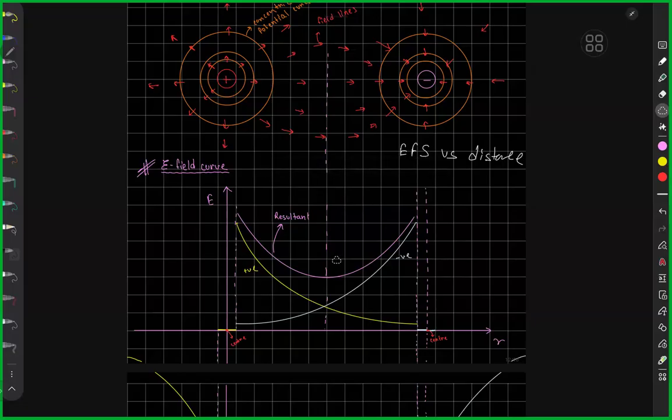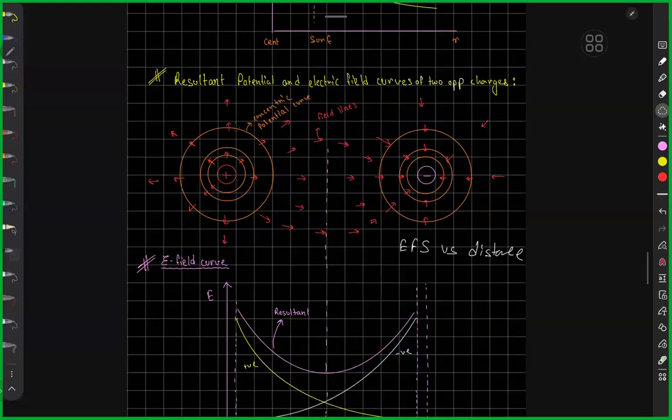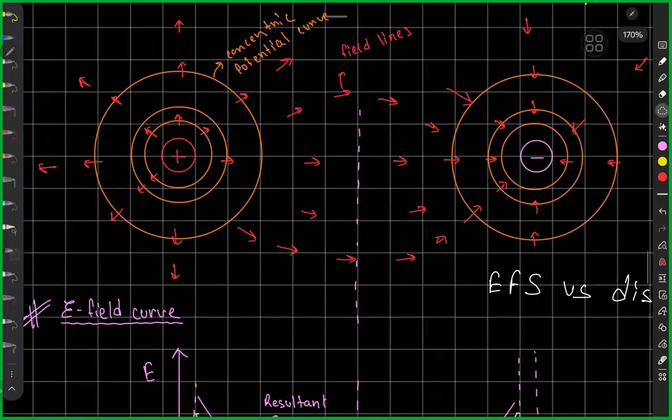So, sir, why did you mention this now, electric potential about something? Electric potential. Oh, I was talking about this. This represents electric potential, these circles that you see. This orange circle represents how the concentric potential circles look.